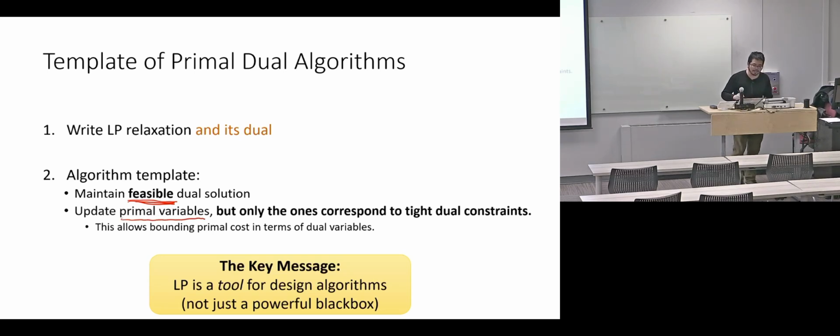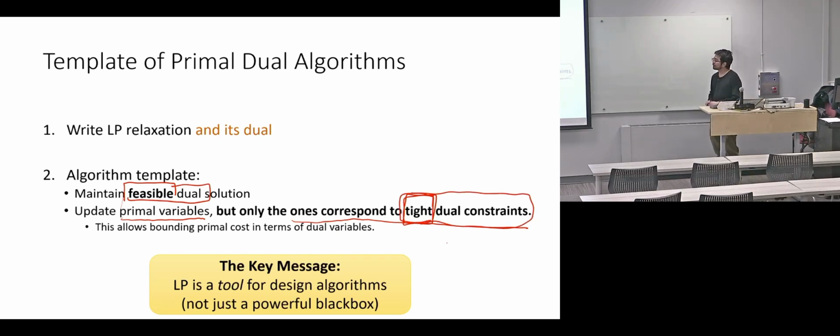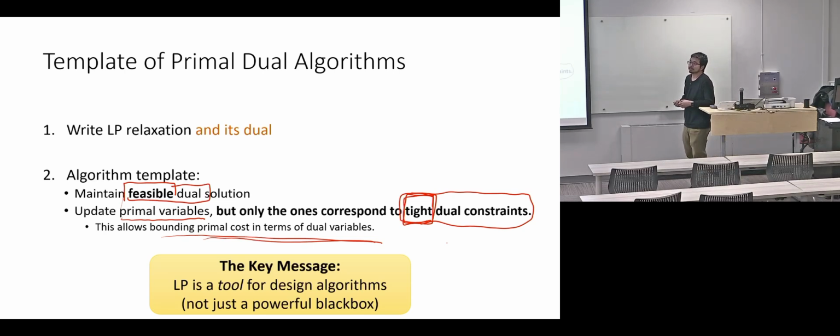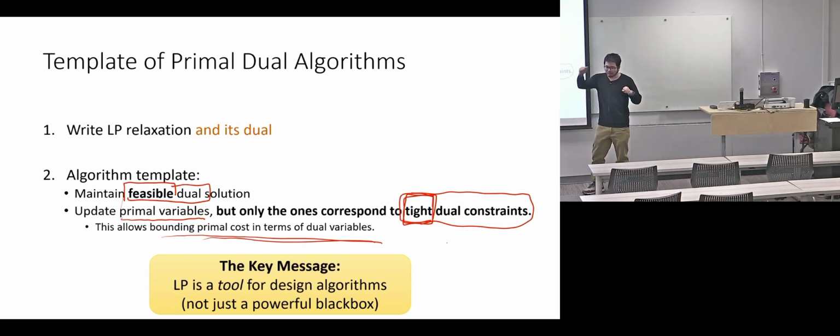And how do you choose nodes, or how do you update the primal variables? Well, just choose the one that corresponds to a tight dual constraint. So two things: a feasible dual, and a primal that is tight with the dual constraint. Because you choose the one that's tight, this is how you can bound the primal cost in terms of dual variables. And when you say tight dual constraints, that's the same thing as, for example in the first one we looked at, fully saturated nodes. Yeah. Each primal variable corresponds to a dual constraint, so you choose a variable in primal that corresponds to a dual constraint which is tight.